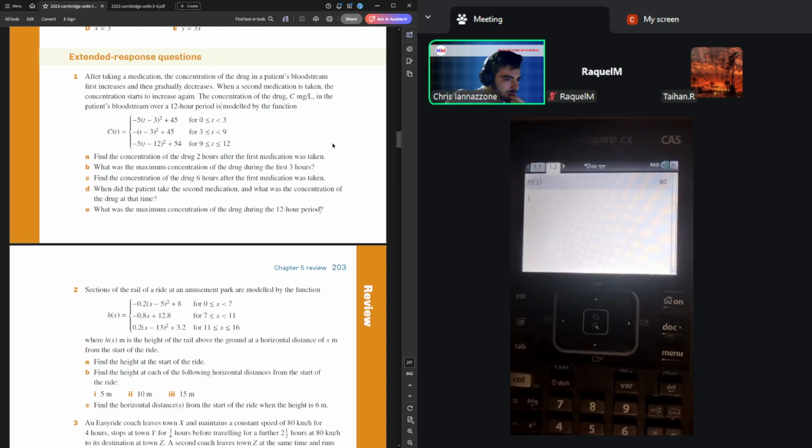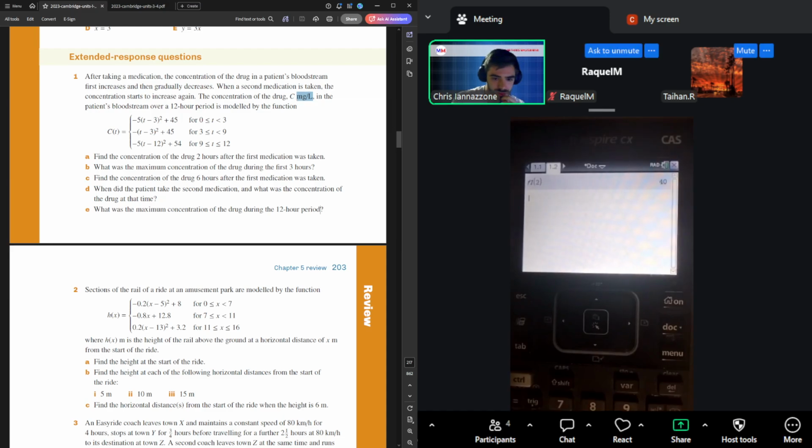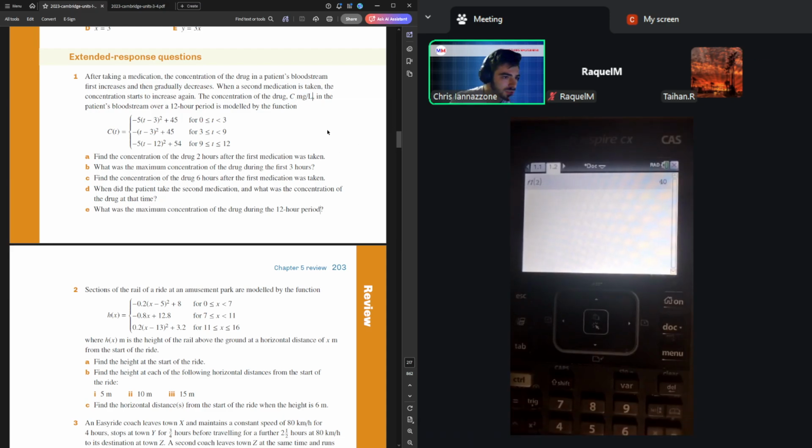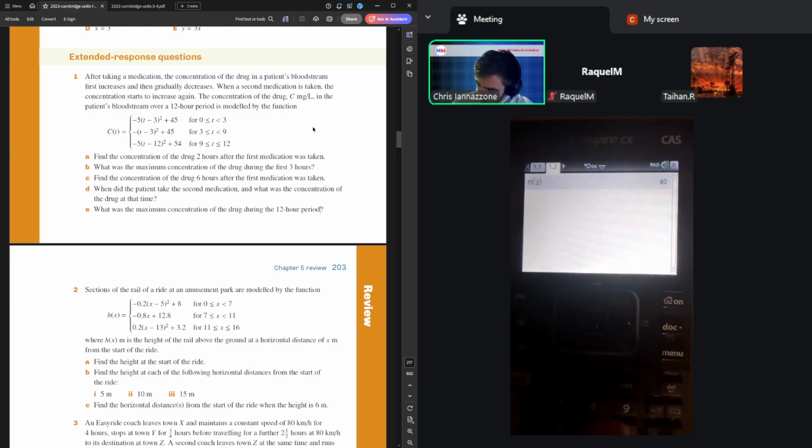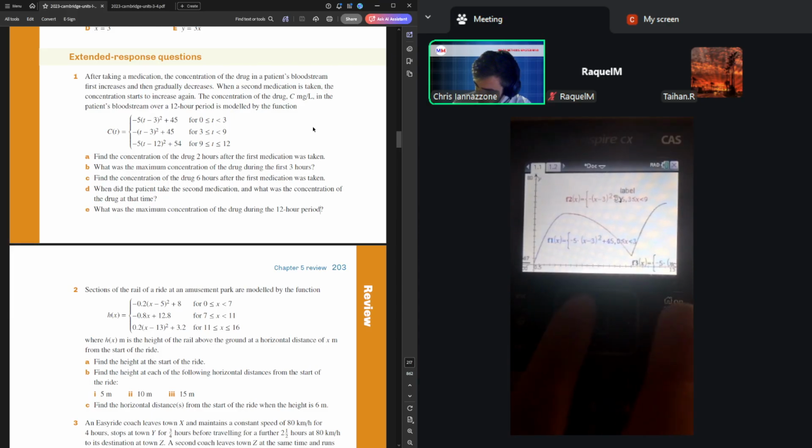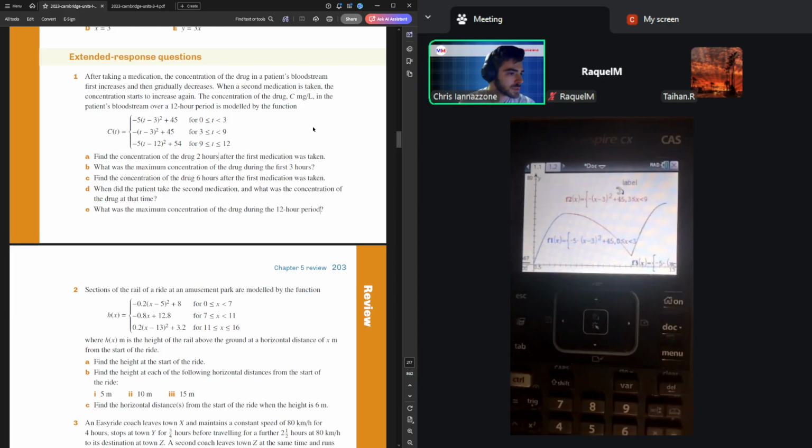As far as how you give your answer, just be sure to put the unit in there. In this case, it's going to be milligrams per litre as per the description in the question itself. So this one you would say concentration equals 40 milligrams per litre. That'd be about it. Any questions about that? If not, let's have a think about part B, finding the maximum concentration during the first 3 hours.